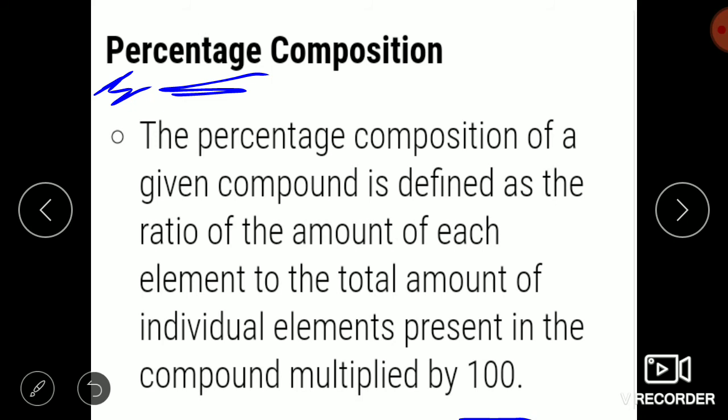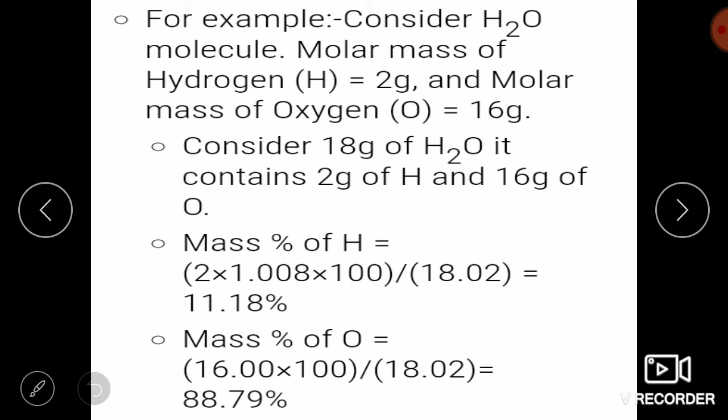Let's see an example. For example, consider H2O molecule. Molar mass of hydrogen here is 2 gram, because each hydrogen, you know, its atomic mass is around 1. So for 2 hydrogens it is 2 gram in water, and molar mass of oxygen, only 1 oxygen is there, so it is 16 gram. So we have to find the percentage of hydrogen and oxygen in water. What is the molar mass of water? We know it is 18 grams. So consider 18 gram of water contains 2 gram of hydrogen and 16 gram of oxygen.